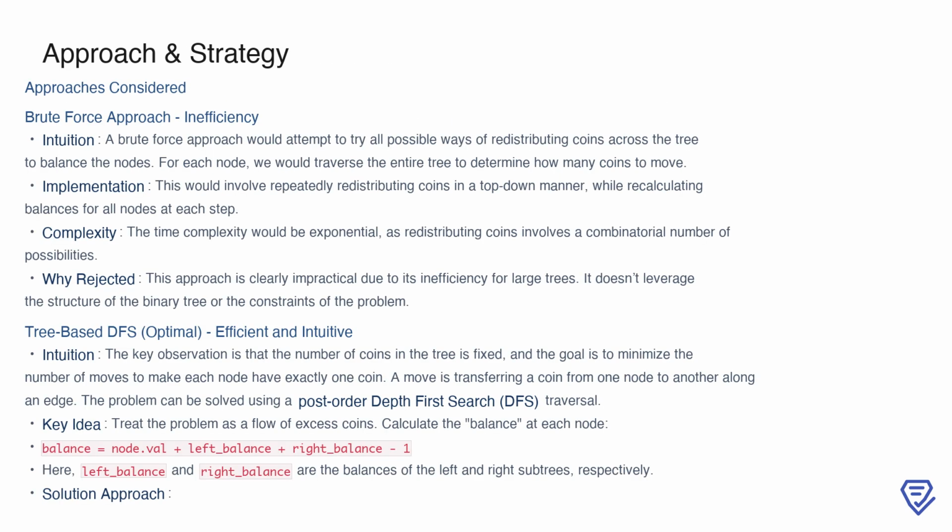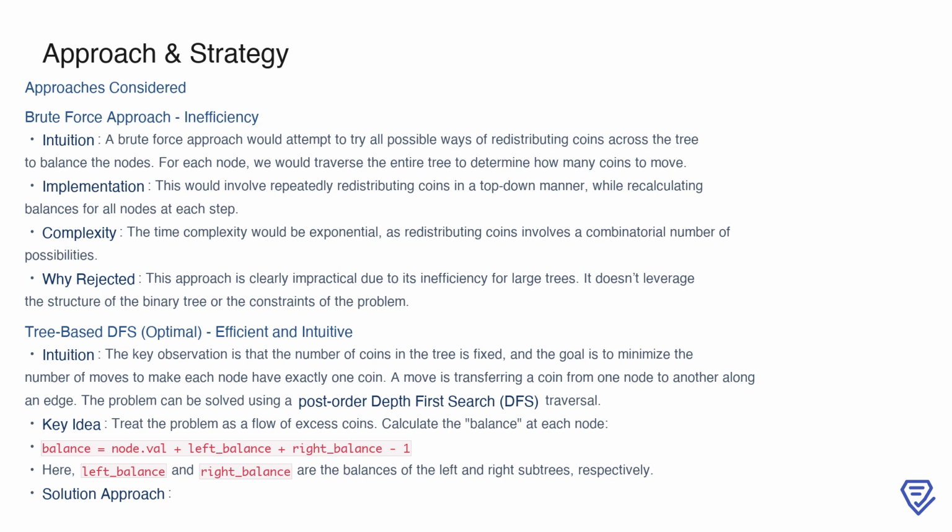To solve this problem, let's start by analyzing different approaches we could take. The brute force approach is the most straightforward idea. Here, we try all possible ways to redistribute coins across the binary tree to balance the nodes. For each node, we would traverse the entire tree and determine how many coins need to be moved. However, this method is highly inefficient because redistributing coins involves a combinatorial number of possibilities, leading to an exponential time complexity. Given the constraints of the problem, this approach is not practical for large trees.